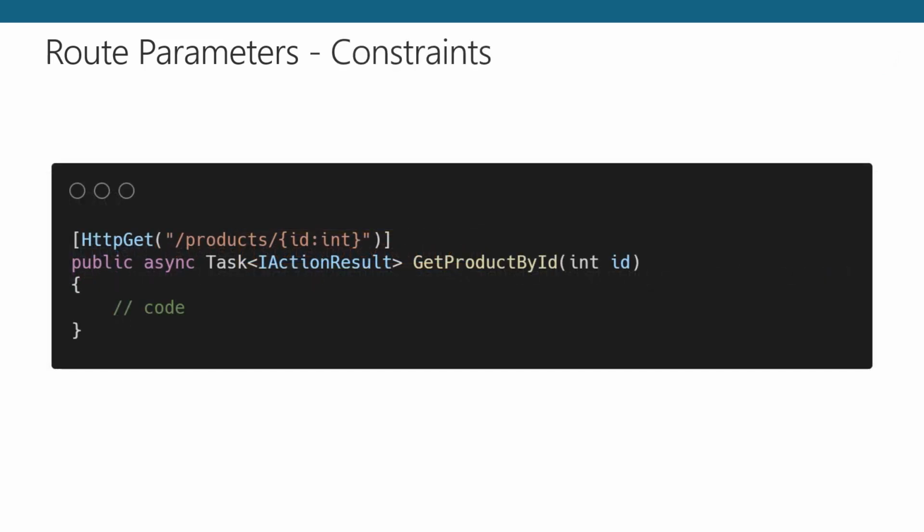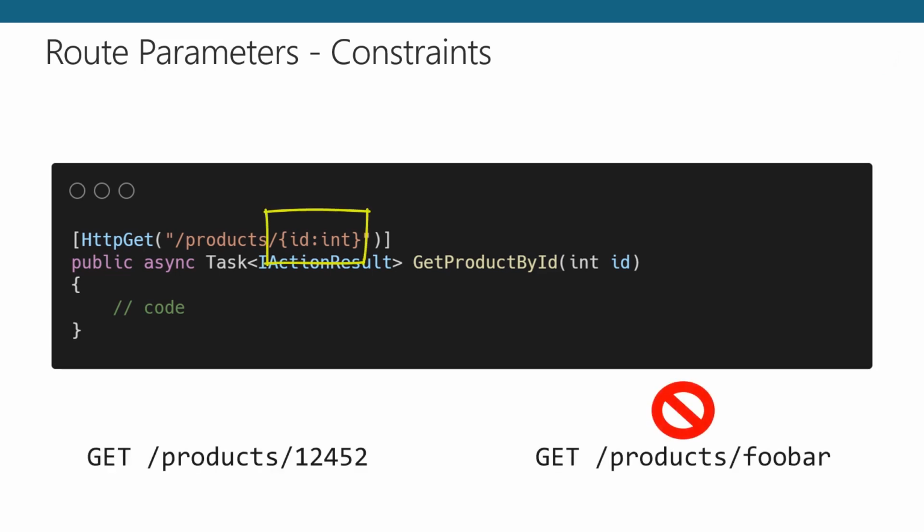We can add constraints to any route parameters. And these constraints ensure that the parameter inputs you receive are valid and of the type that you're expecting. For example, this route definition ensures that the ID we receive is of the type int. If a client were to send a request using alphabetical characters, this would be rejected by ASP.NET Core.